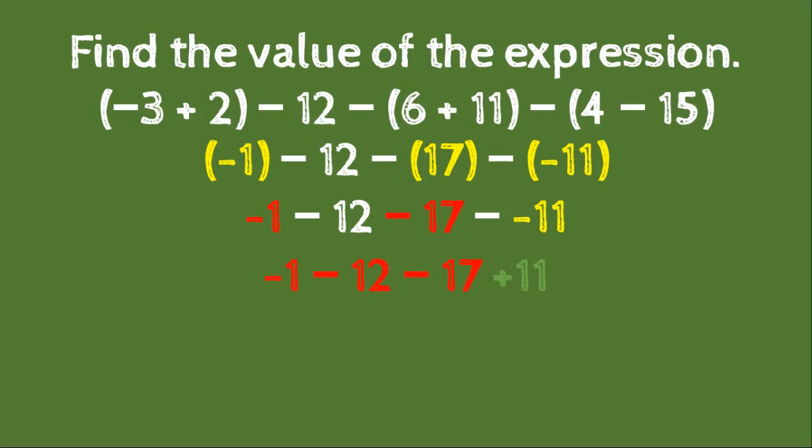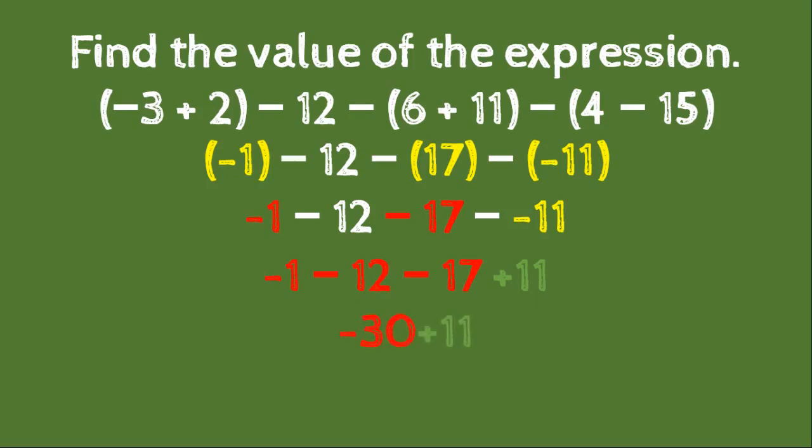We can further simplify because we have a double minus sign. So minus 1, minus 12, minus 17, and then above that we had minus 11, and we remember that minus minus becomes plus. So it would be minus 1, minus 12, minus 17, plus 11.